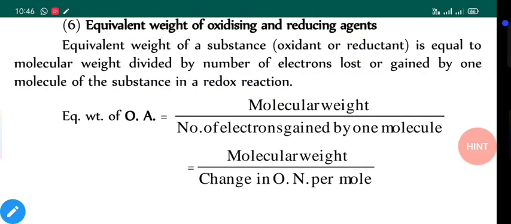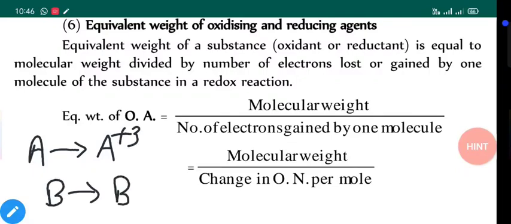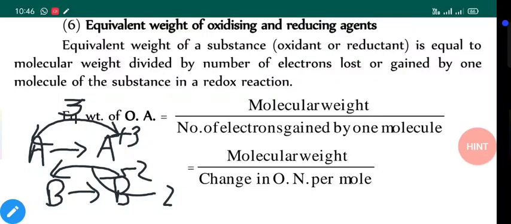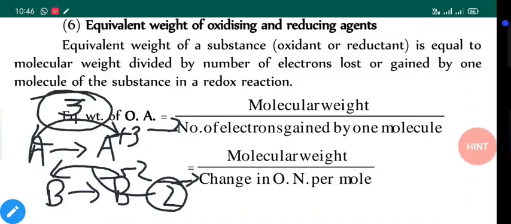That means suppose we have element A which gives us A plus 3 ion, and element B which gives us, let's say, B minus 2 ions. So in this case we will take change is equal to 3, and in this case we will take change is equal to 2, not -2, because we cannot divide things with negative values, and in this case to find equivalent weight we need only the difference of electrons or difference of oxidation states. So the difference must be positive.